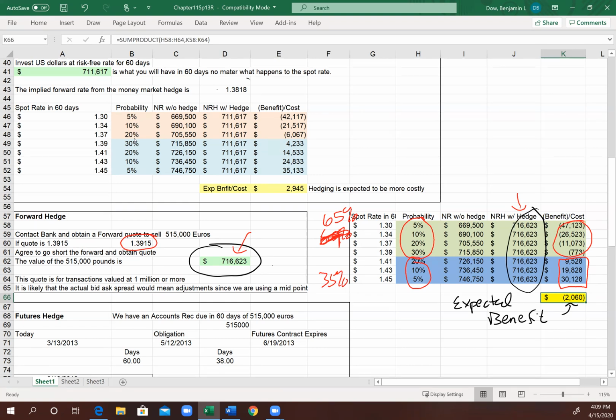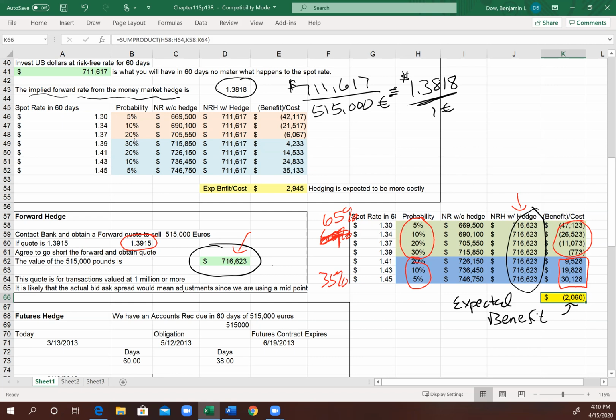Once you've established the money market hedge, you can actually calculate the implied forward rate from the money market hedge. In other words, if the receivables are worth $711,617 with the money market hedge for our 515,000 euros, that implies that the money market hedge gives us a rate of around $1.3818. Now, the forward hedge was at $1.3915, so you can see that the forward hedge in this case is a lot better than the money market hedge.